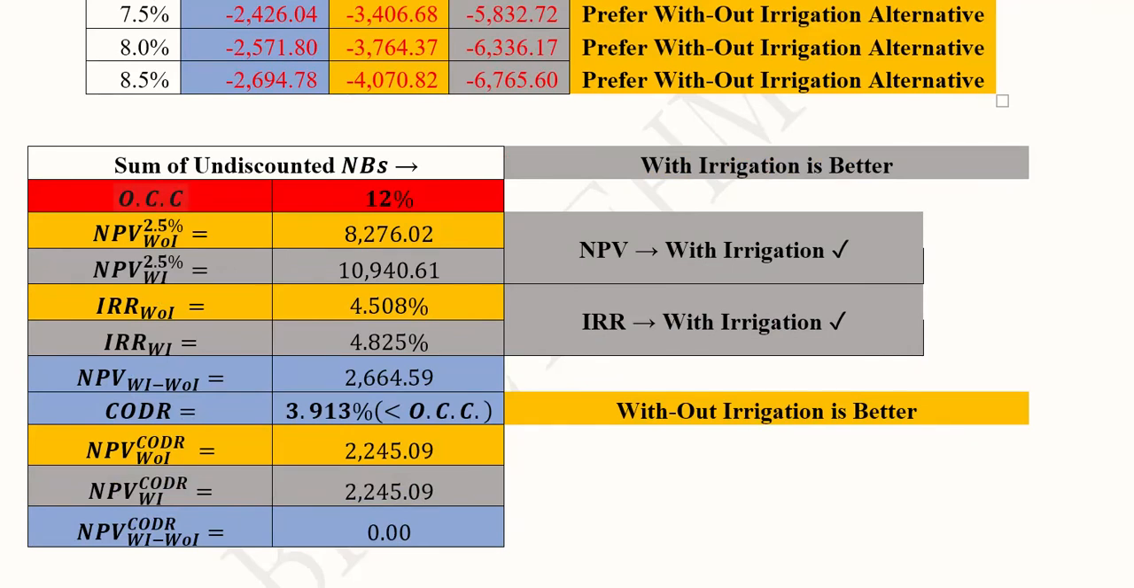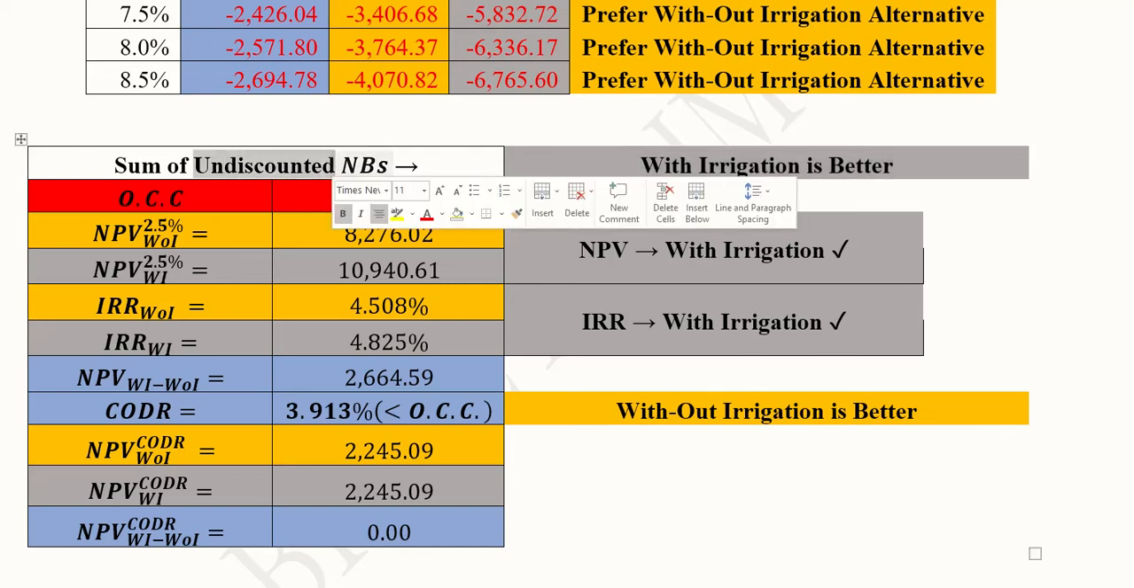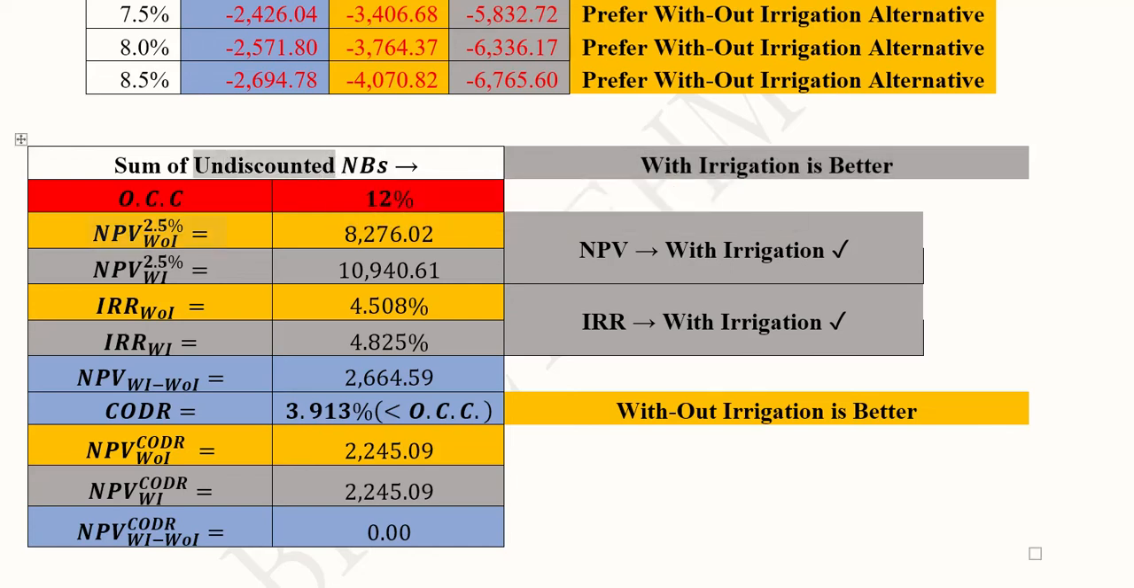So for that we have done the calculations. When we look at the undiscounted net benefits, the irrigation alternative seems better, but definitely we do not rely on the undiscounted net benefits. We rely on the discounted versions. Before that, we should know the opportunity cost of capital. It is, for example, 12%. So NPV is found here without irrigation and with irrigation, and these are the two values. 2.5 and 2.5 is here. 2.5 is chosen by us as we used this value in the beginning, the very first discount rate.